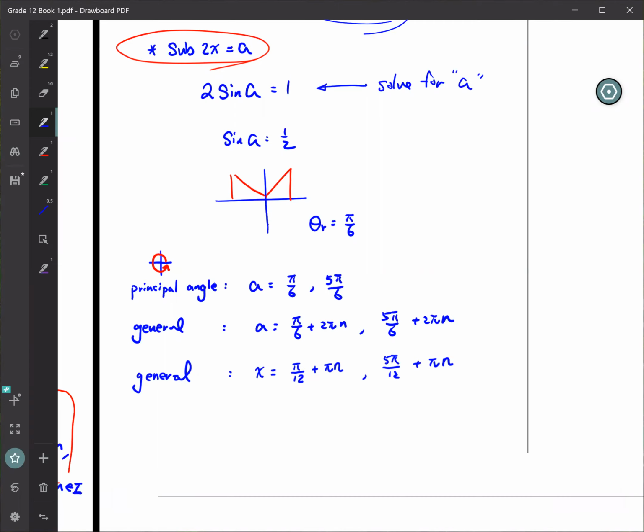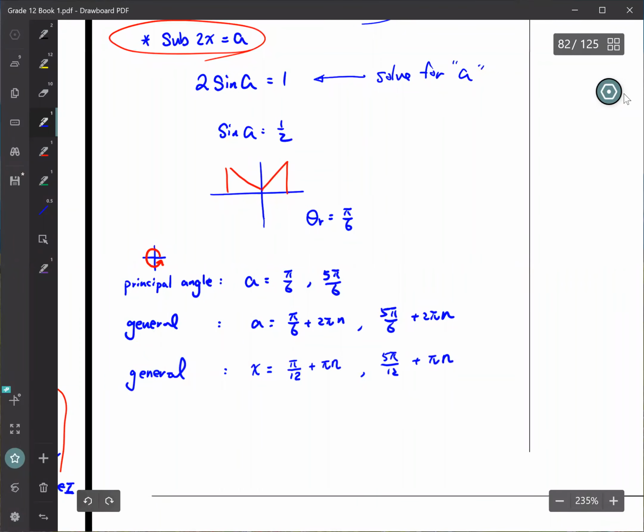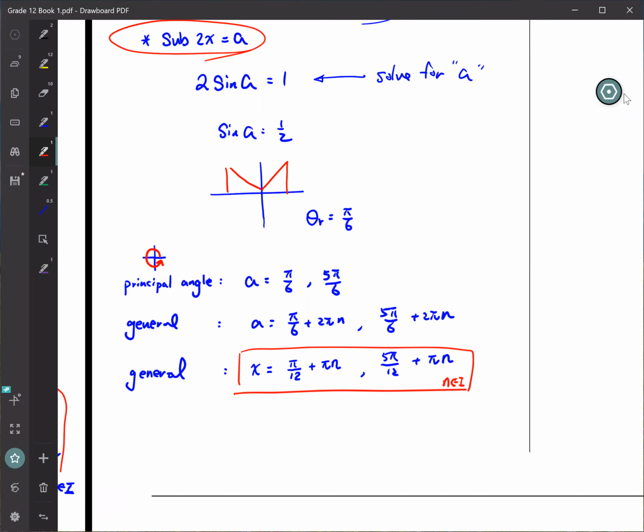Can you raise your hand if you understand everything up to here? Or let me know if you have questions. Show me hands. Okay, so if the question asks for general solution, then that's it. You're finished, you move on to the next one. Of course, don't forget n is an integer. Wait, what's principal angle again?